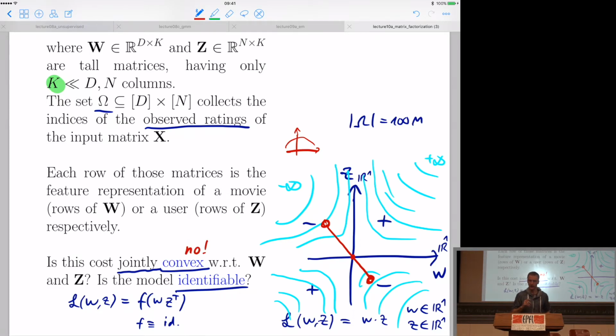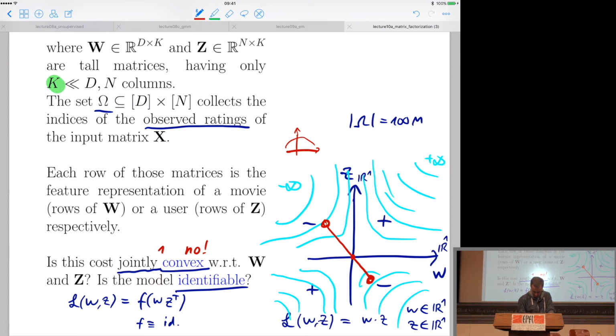It's not convex. I only showed it for the identity, but you can also show it for the square, but that's a bit harder to show. I'm not going to do that, but you can think about it. So it's a bit hard to optimize in general, even if the model looks really simple. That's one question we had.